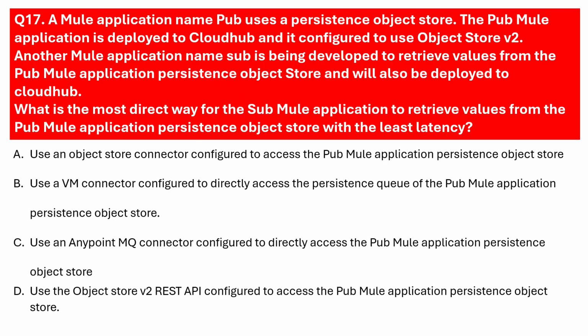A. Use an object store connector configured to access the Pub Mule application persistence object store. B. Use a VM connector configured to directly access the persistence queue of the Pub Mule application persistence object store. C. Use an Anypoint MQ connector configured to directly access the Pub Mule application persistence object store. D. Use the Object Store v2 REST API configured to access the Pub Mule application persistence object store.